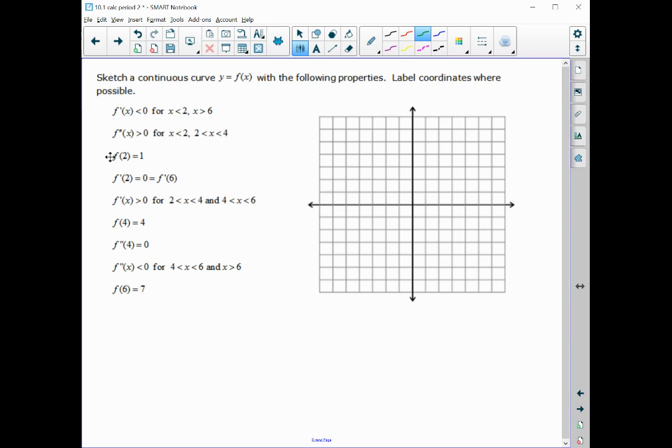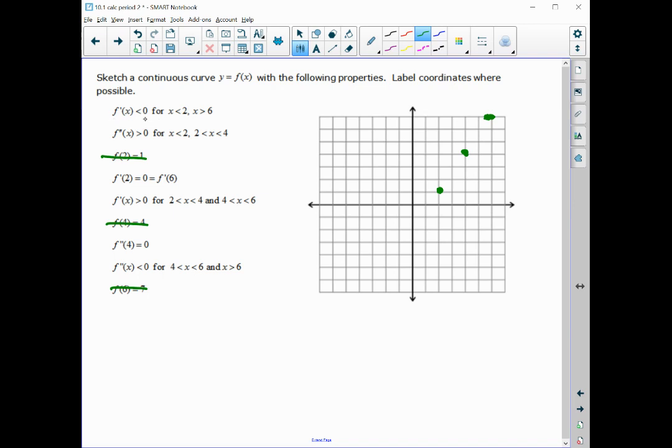Okay, so I'm going to graph my points first. So f of 2 is 1. f of 4 is 4. Okay. f of 6 is 7. 1, 2, 3, 4, 5, 6. Oh, to the top. Okay, so now I'm going to write myself notes.